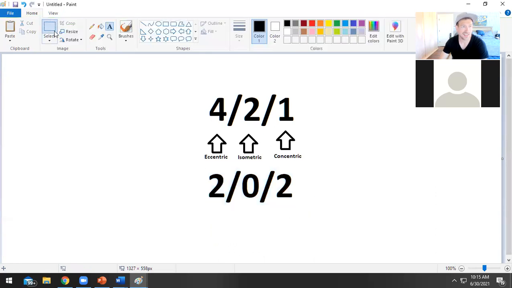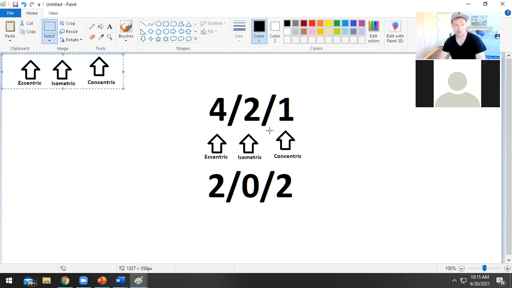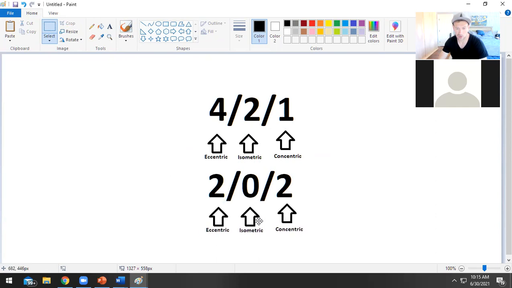And it would be the exact same thing. I'd still be labeling it out as 4-2-1, right? Eccentric first, isometric in the middle, concentric at the end.